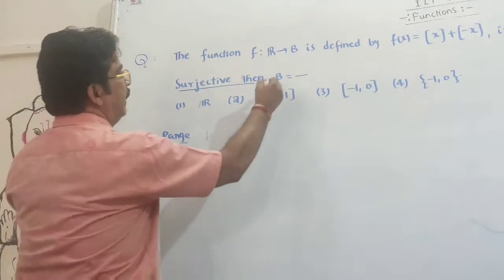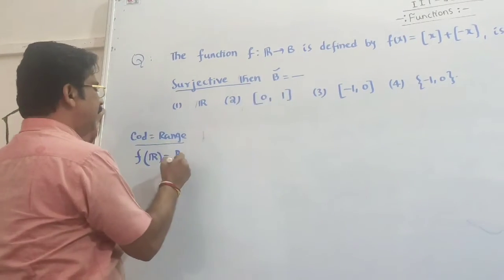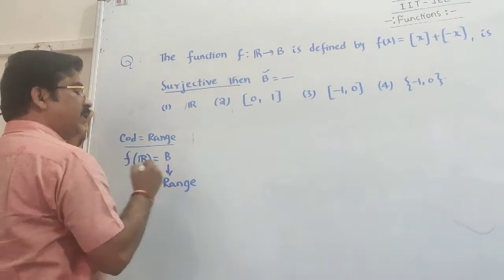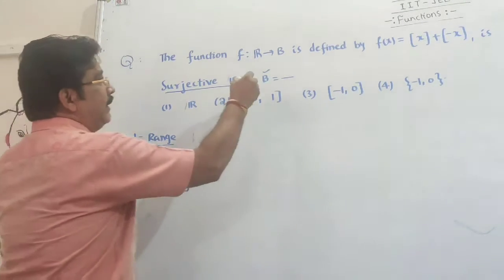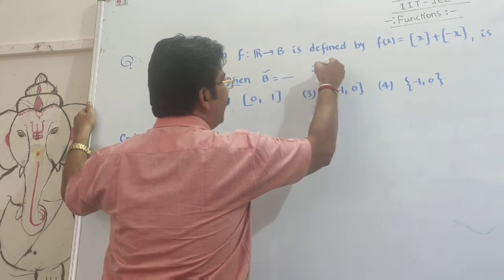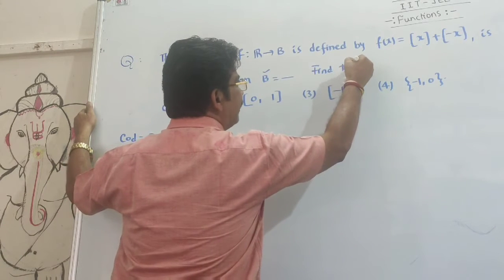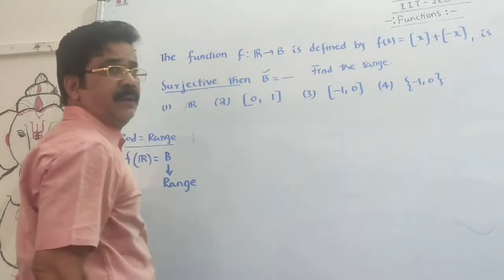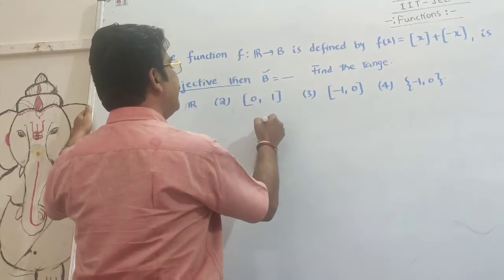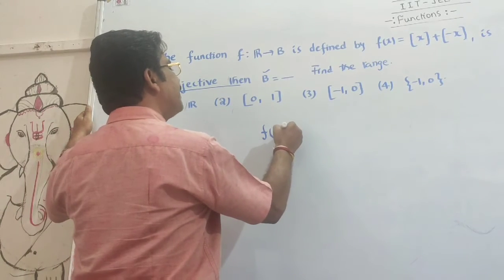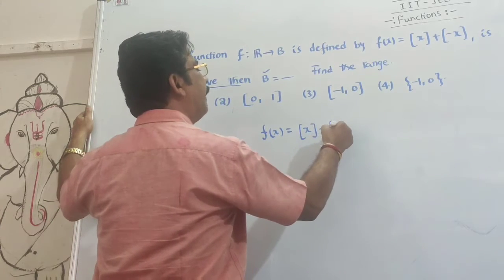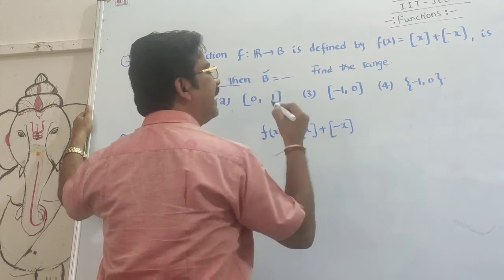In such case, what is B? B is called the range, not the codomain. So what is the question? Find the range of the given function. Okay, so f of x equal to floor of x plus floor of minus x.